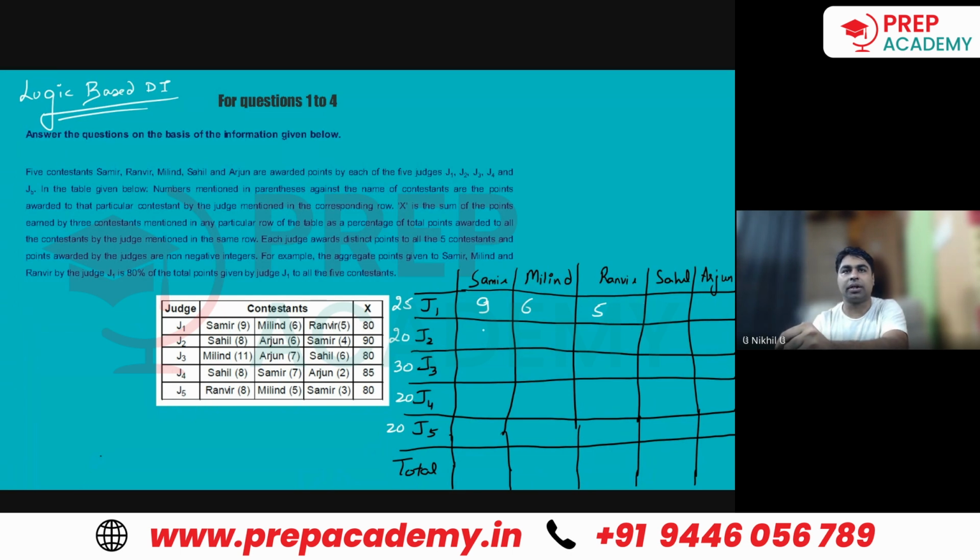Now, Sahil's marks we know. Sahil is 8 here. Arjun is 6 here. Sameer is 4 here. Judge 3 awards the marks 11 to this guy, 7 to this guy, and 6 to this guy. Sahil gets 8 marks here. Sameer gets 7 marks here. Arjun gets 2 marks here. Ranveer gets 8 marks here. Milind gets 5 marks here. Sameer gets 3 marks here.